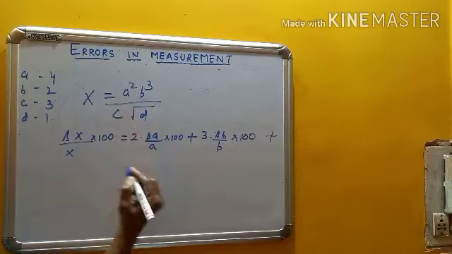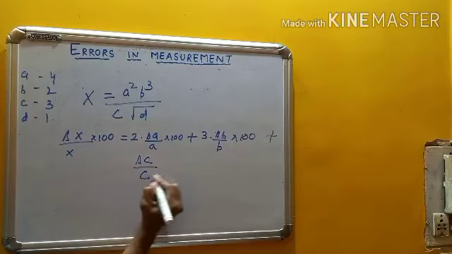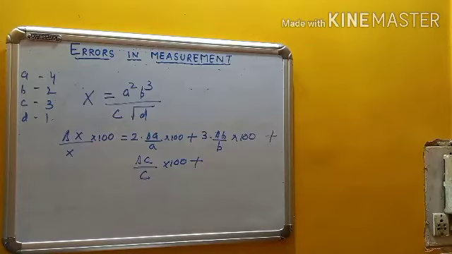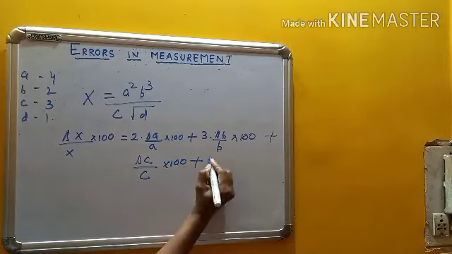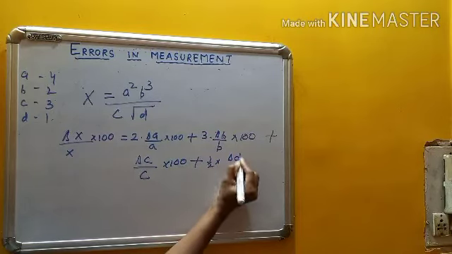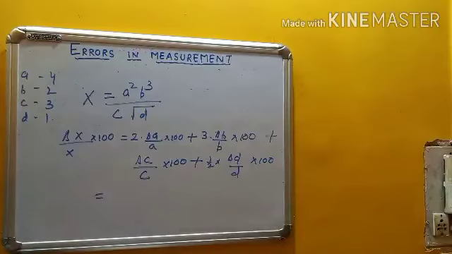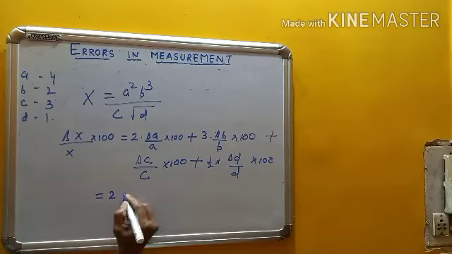Then c to the power 1, that is the dimension. So delta c divided by c into 100, plus root d, you can write d raised to half. So there the power is half. So half into delta d divided by d into 100. Now the percentage error in the measurement of a, that is delta a by a into 100, is directly given as 4%.